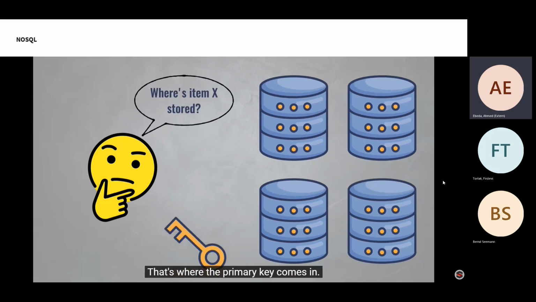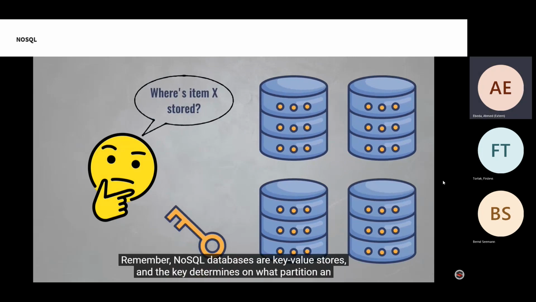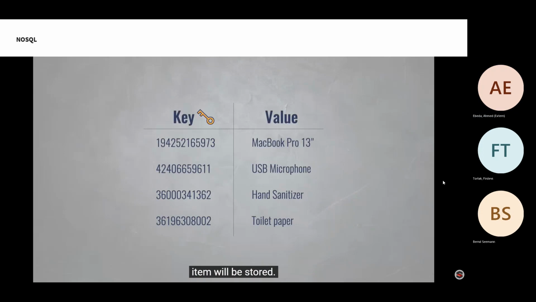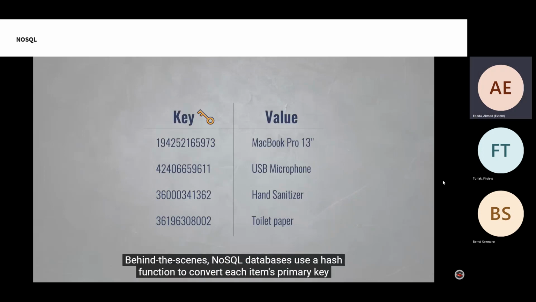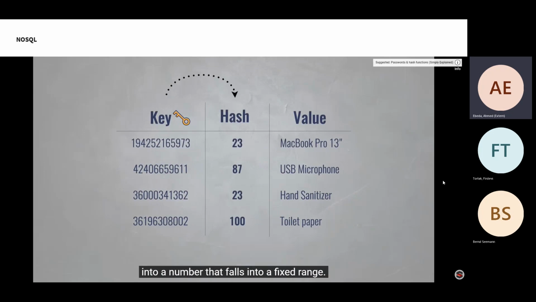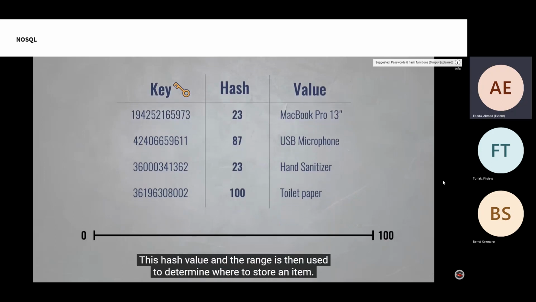That's where the primary key comes in. Remember, NoSQL databases are key value stores, and the key determines on what partition an item will be stored. Behind the scenes, NoSQL databases use a hash function to convert each item's primary key into a number that falls into a fixed range, say between 0 and 100. This hash value and the range is then used to determine where to store an item.